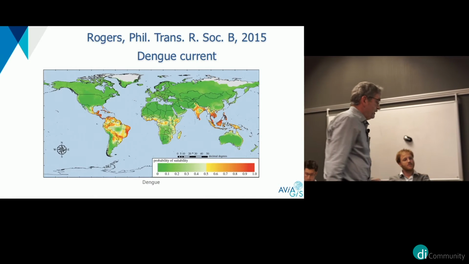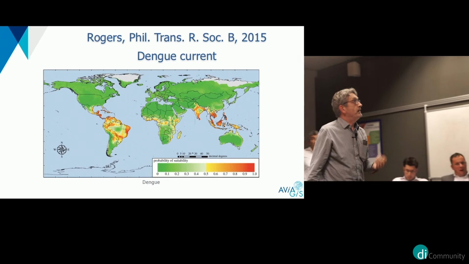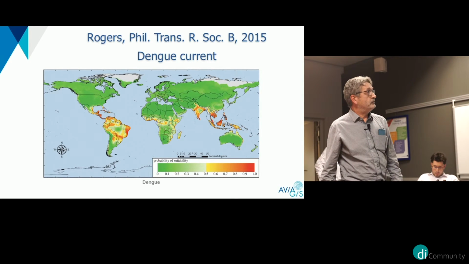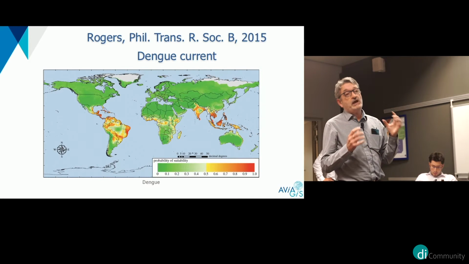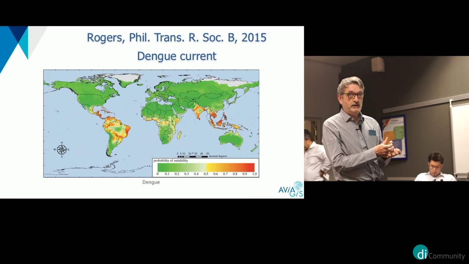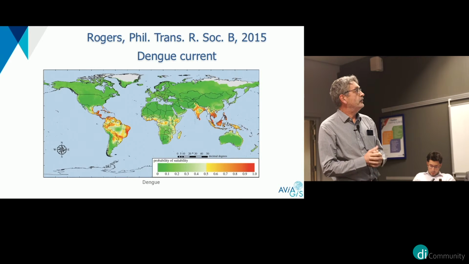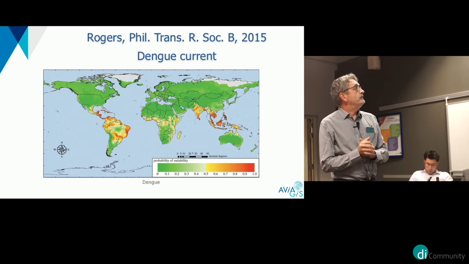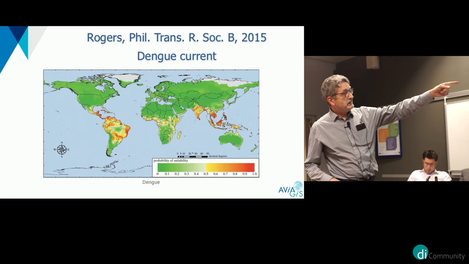Now, Roger is the guy from whom I learned it. When I did my PhD, he's from Oxford. He actually was the first to use this kind of satellite and to do this kind of modeling. And I learned it from him. And that's his last paper, because now he's retired, for the Philosophical Transactions, where he was modeling dengue.